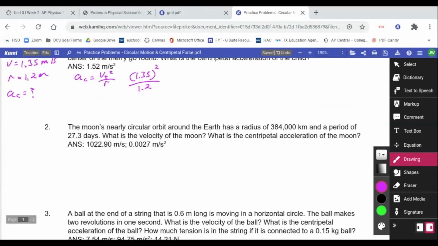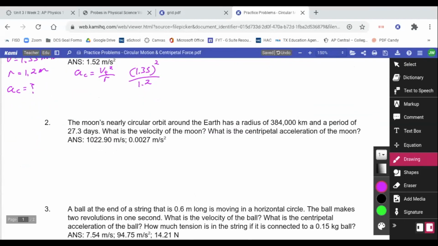Number 2, the moon's nearly circular orbit around the Earth has a radius of 384,000 kilometers. Well, we don't measure length in kilometers, we use meters, so I need to convert that. Radius equals 384 million meters, because a kilometer is 1,000 meters. When converting to meters, I've got to multiply by 1,000.